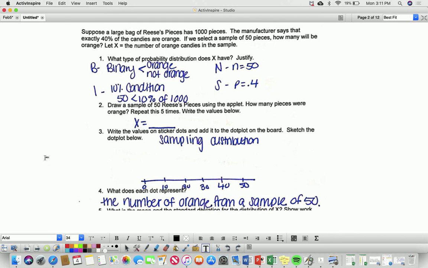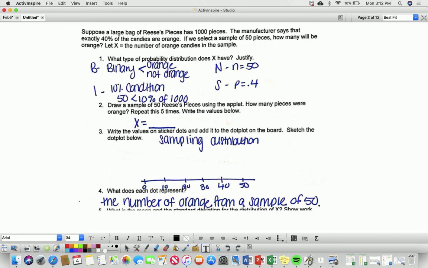So 2 and 3 depends on your class, obviously. What's important to note here is what each dot represents. Each dot is representing the number of orange from a sample of 50. So each of those dots is the number of oranges in one sample.